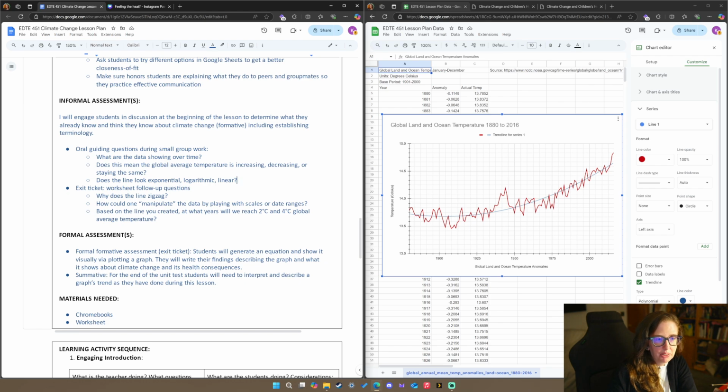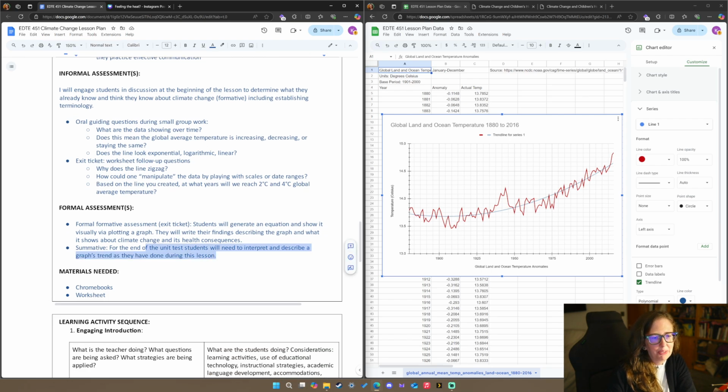My exit ticket will have questions about how you can manipulate the data. Maybe you could play with the time ranges on the x-axis to show an agenda that you want to have. Or maybe you could really expand the y-axis ranges to make the line almost look flat. Why would someone do that? What would their agenda be? This will also hopefully get them thinking about seeing graphs that they encounter in real life and evaluating whether they've been presented honestly and accurately, having some critical thinking around those kinds of things.